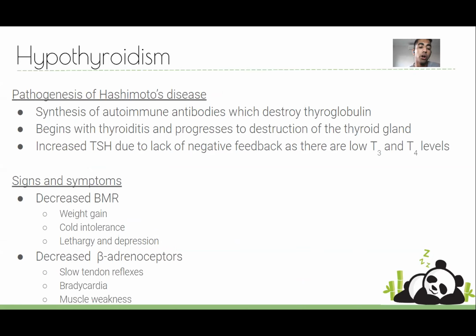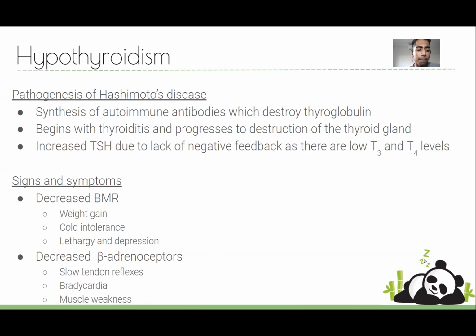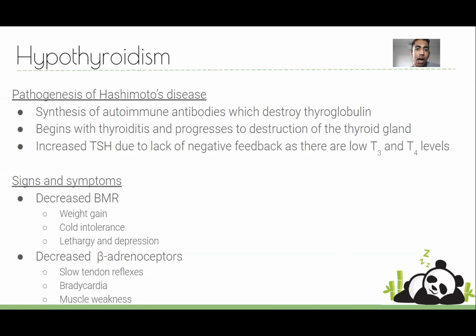Because you're not burning off your carbs and all your fats and proteins, a lot of the food you're eating is just going to be sitting in your body, so you get your weight gain. You've got your cold intolerance because your body isn't producing that heat from your basal metabolic rate. So the body's sitting at a lower baseline level, and when the temperature goes down a little bit, you're a lot more intolerant to that change in temperature. Lethargy and depression, I imagine, is because your mentation and things are being slowed. And then you've got your sympathetic effects. So you've got your bradycardia, your muscle weakness, and your slow tendon reflexes because you've got reduced synaptic transmission across the NMJ.